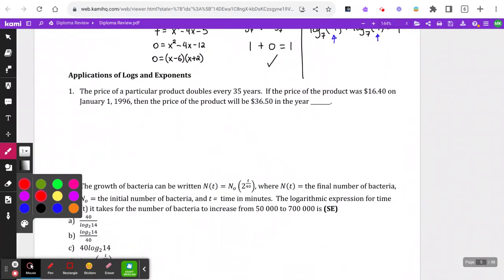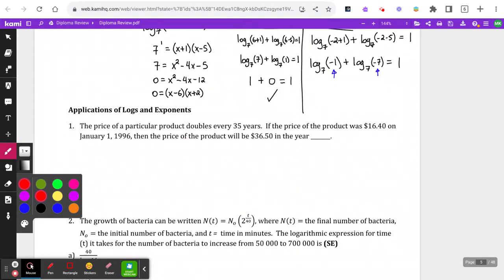All right. Log application questions. Question 1. The price of a particular product doubles every 35 years. If the price of a product was $16.40 on January 1st, 1996, the price of the product will be $36.50 in the year blank. And you've got to figure out the year.